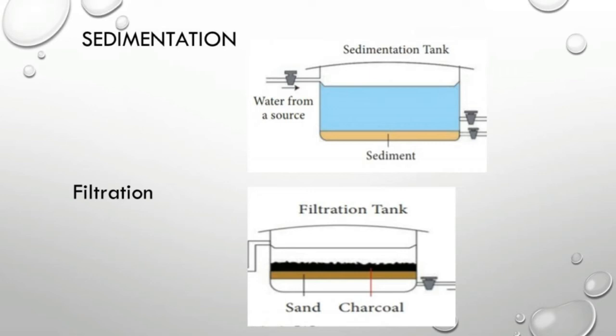Next method, filtration. Water from the sedimentation tanks is then pumped to the filtration tanks. Filtration tanks contain filter beds made up of gravel, sand, pebbles, activated charcoal, and concrete. Water passes through these layers and becomes free from any remaining dissolved or suspended impurities completely.